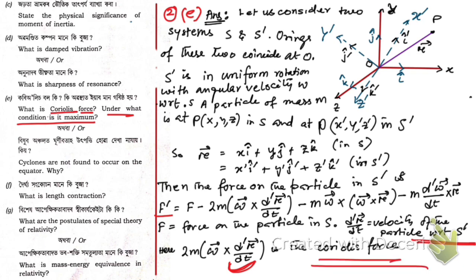So now let me go to the next question. Actually not the next question, the same question, question number 2e, but there are two parts, right? So we have solved this one. One more thing, under what condition this Coriolis force is maximum has to be written here. I forgot to mention. Let me go to the new slide to give you this answer. What is the condition? So here is the expression for Coriolis force.